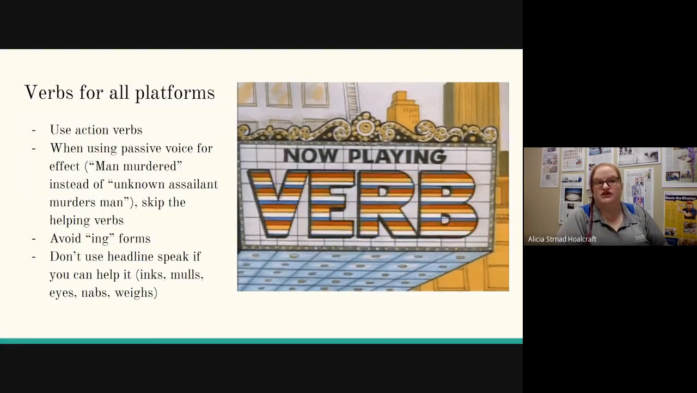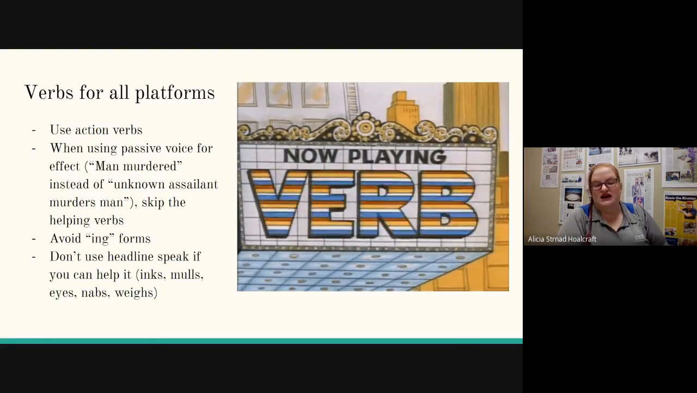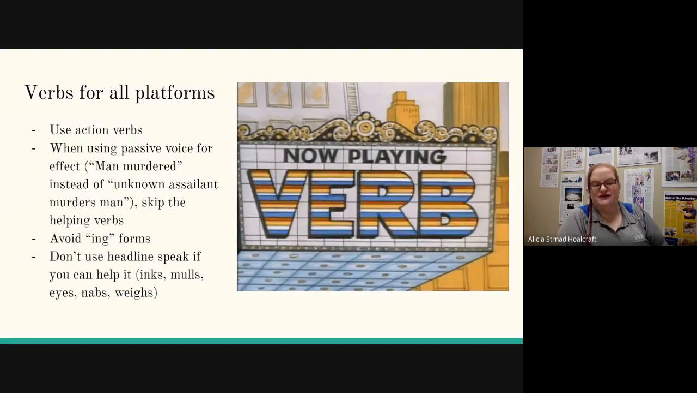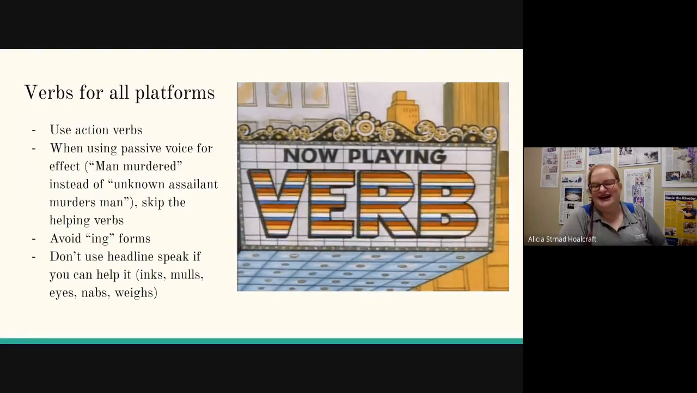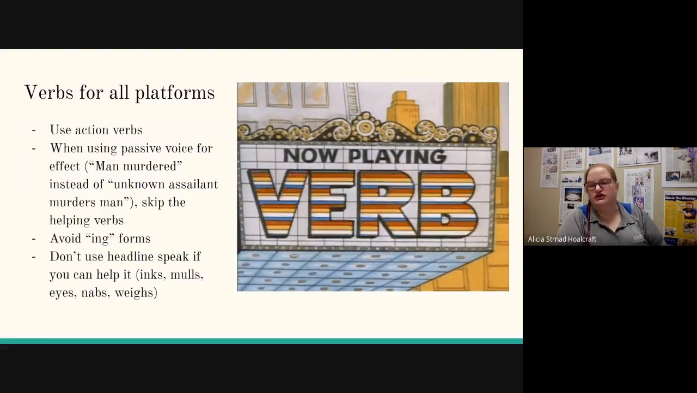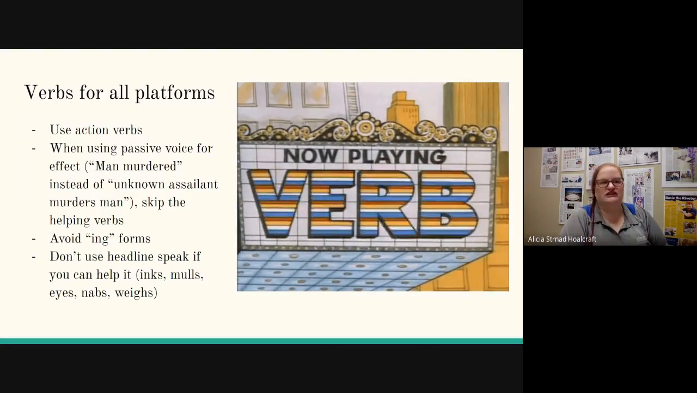There are, of course, cases when you're going to want to use passive voice. For example, if you have two papers and one headline says "Unknown assailant murders man" and one says "Man murdered," I'm definitely going to be reading that one instead. So sometimes passive voice is better, but if you're going to do that, skip the helping verbs. You don't need to say "man was murdered," just "man murdered." That's how we do it for headlines.